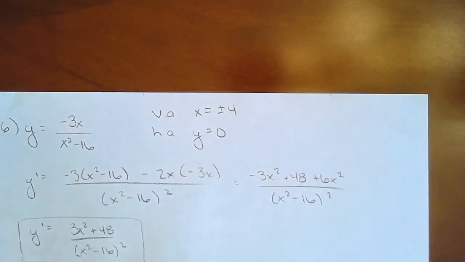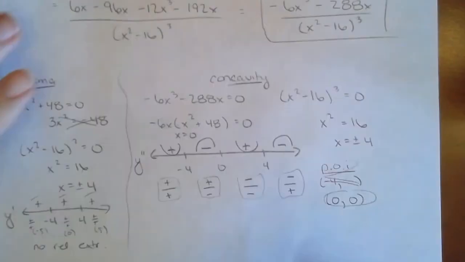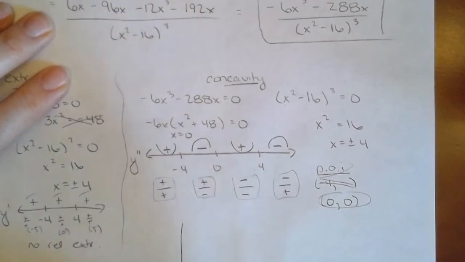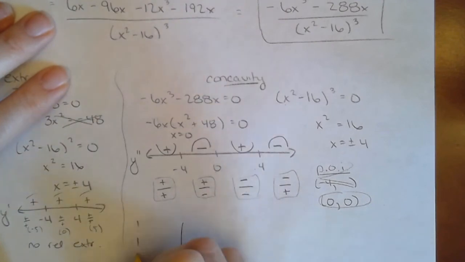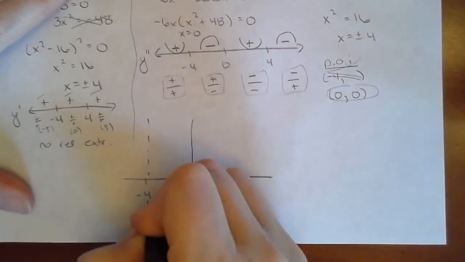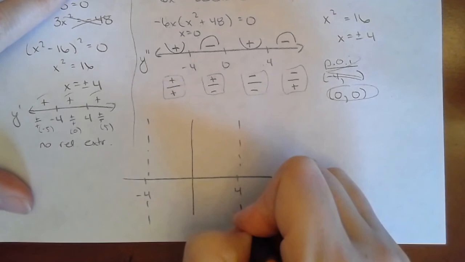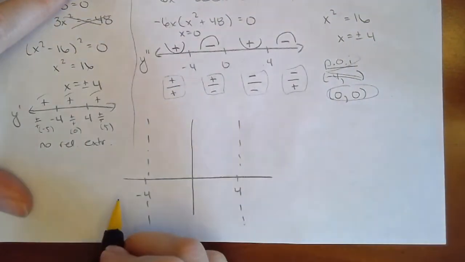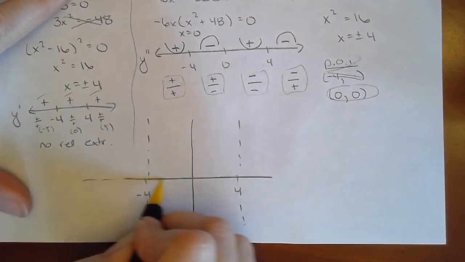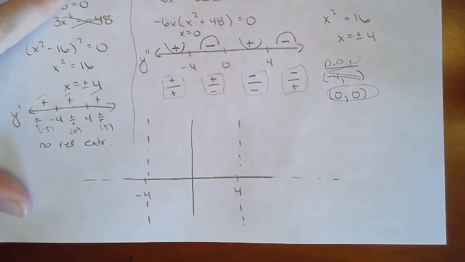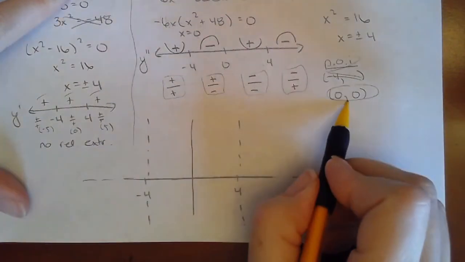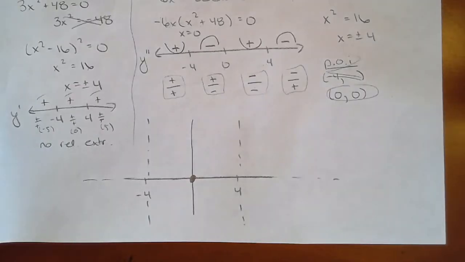Putting all of this together, that's the end goal, we have two vertical asymptotes at negative 4 and positive 4. We have a horizontal asymptote at y equals 0. We have a point of inflection at (0, 0). And that's about all we can label.